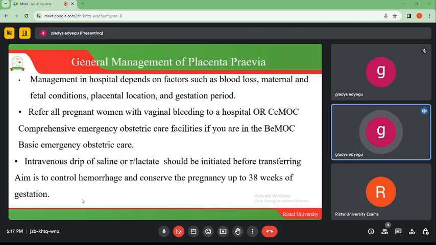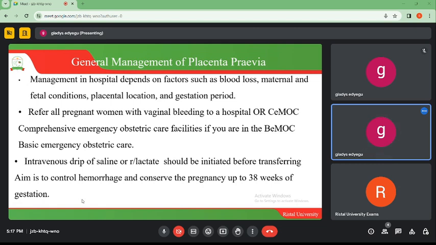Then we also need to know the gestation age. So the gestation age of the baby can help us in the intervention, either to deliver this mother immediately, or we can do conservative management depending on the maternal and the fetal conditions.